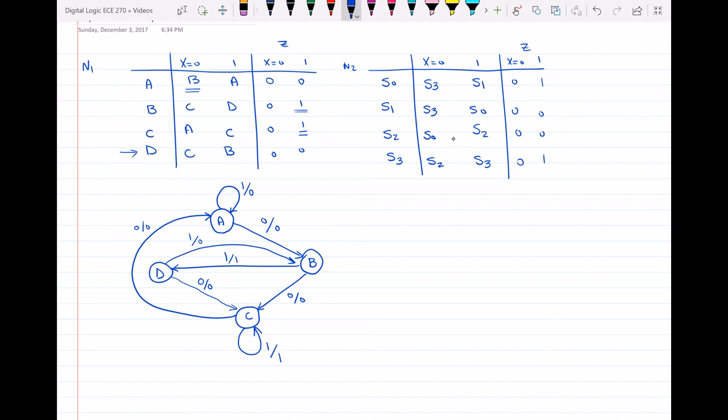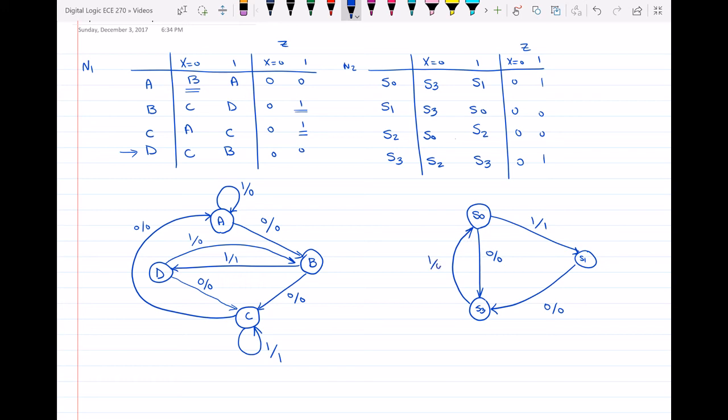All right, so for sequential circuit N2, we have S0. So when X is equal to 0, we're going to go to some state S3 and output is 0. And if X is 1, we're going to go to S1. So this is 1 and the output is also 1. Then we are at S1 and we have X equal to 0. We're going to go to S3. So we have 0, 0. And if X is equal to 1, we're going back to S0.